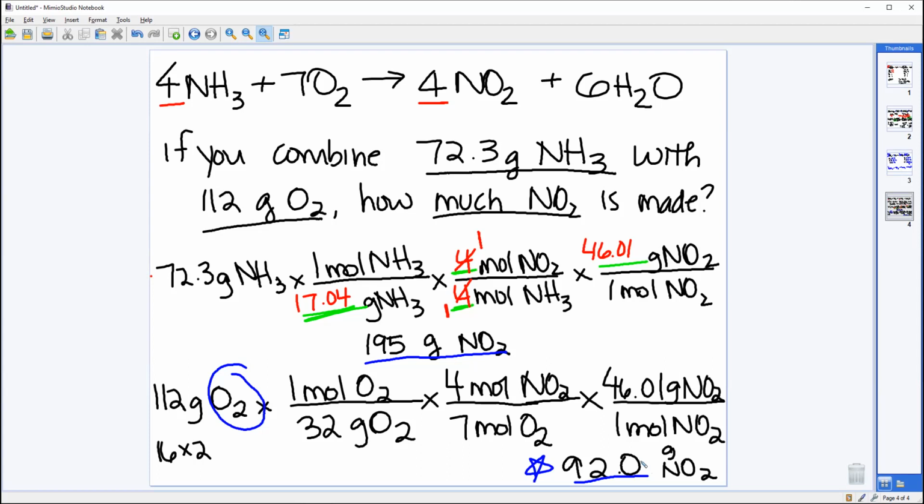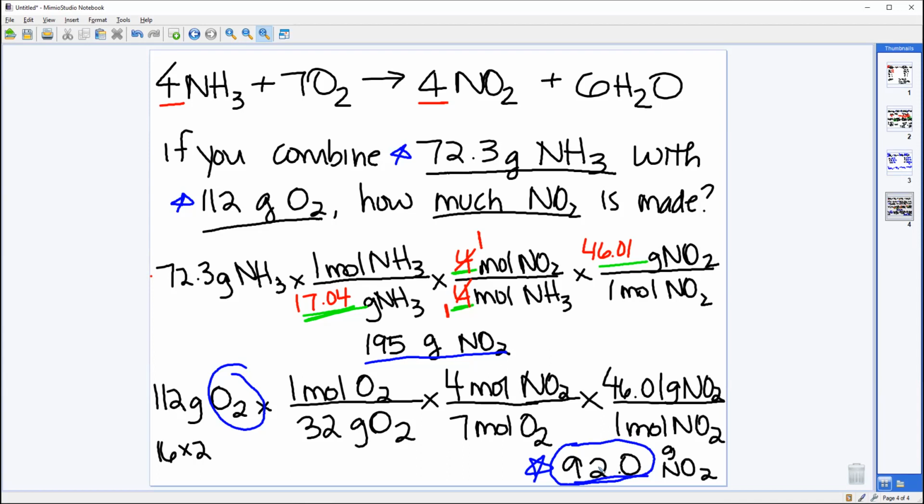Okay, so this would be a limiting reactant problem where you work the problem out twice using the amounts of both of your reactants. And whichever one is the least is the amount you're going to have, because it says how much NO2 is made. Well, this is how much NO2 is made, 92.0. So you need to circle that or put a box around it or something so that I know you understand that this is the limiting reactant, that I can't make 195 grams. I can only make 92 grams.